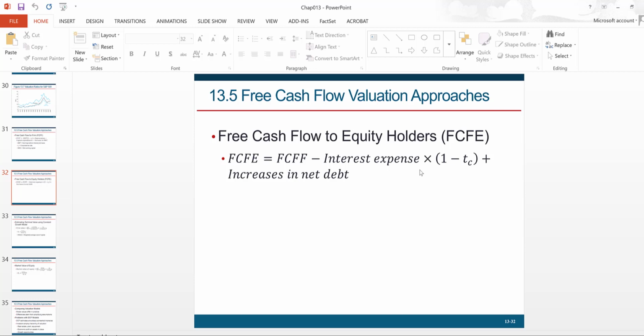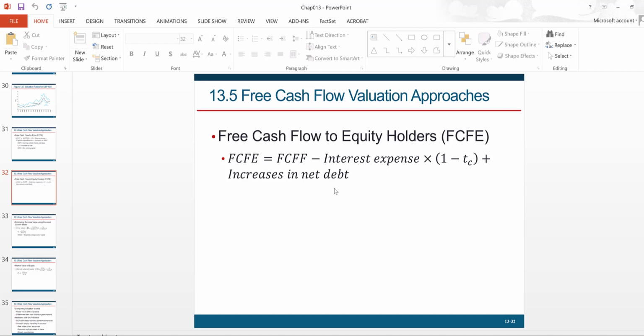So any interest that is paid out is deducted here. Of course, interest expense is tax deductible. So we have the after-tax interest expense. We take the interest expense and multiply it by 1 minus the corporate tax rate. So that is one adjustment we need to make for the cash flows that are going to the debt holders.